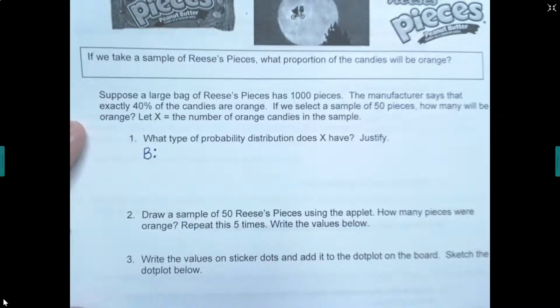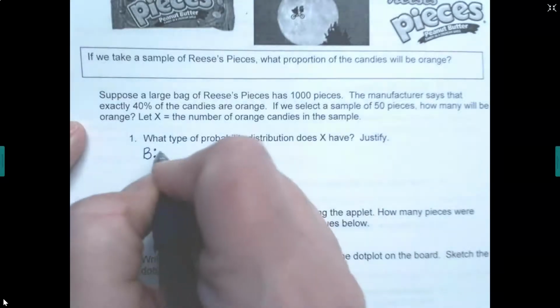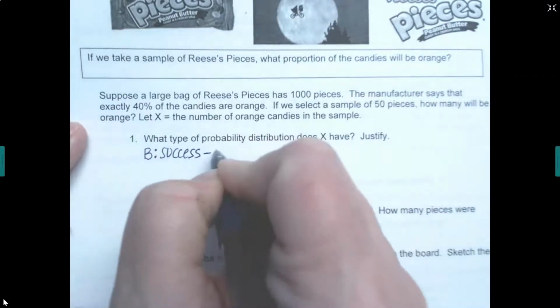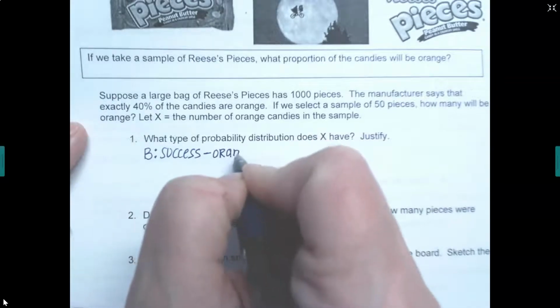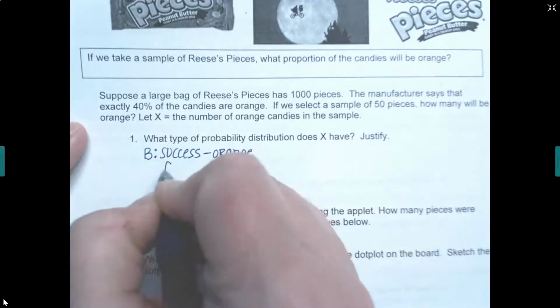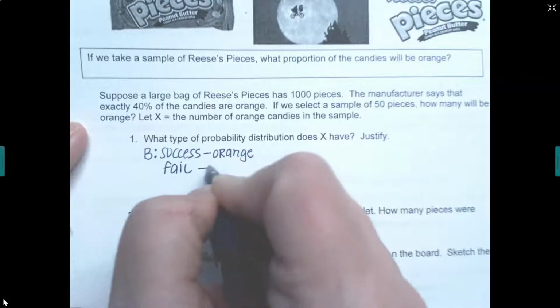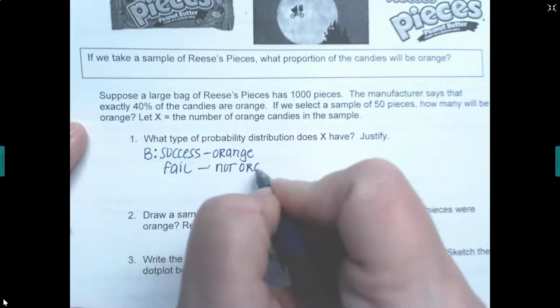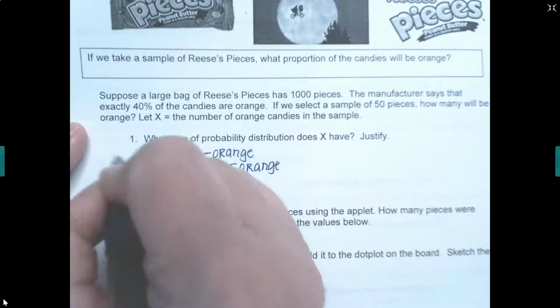Do we have a binary? We have a success will be an orange candy, and a failure will be not orange. So we have binary, we're good there.